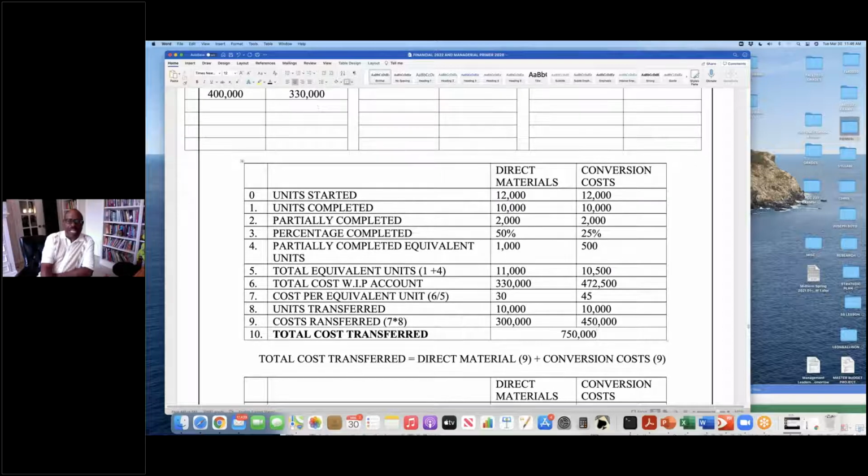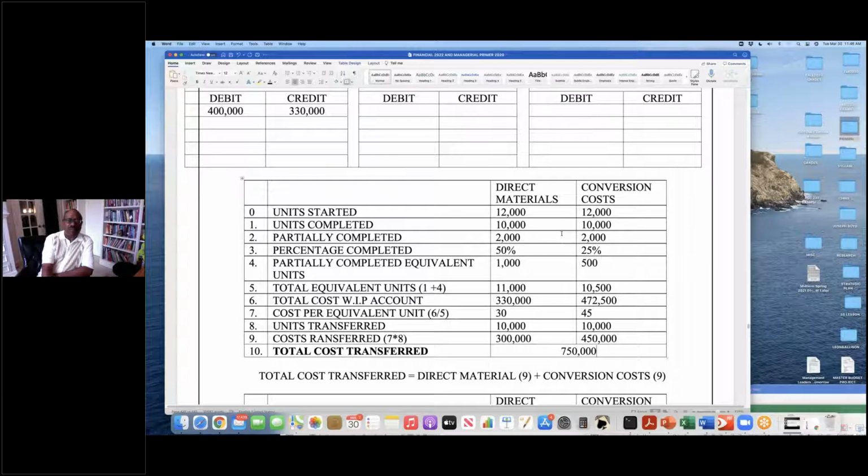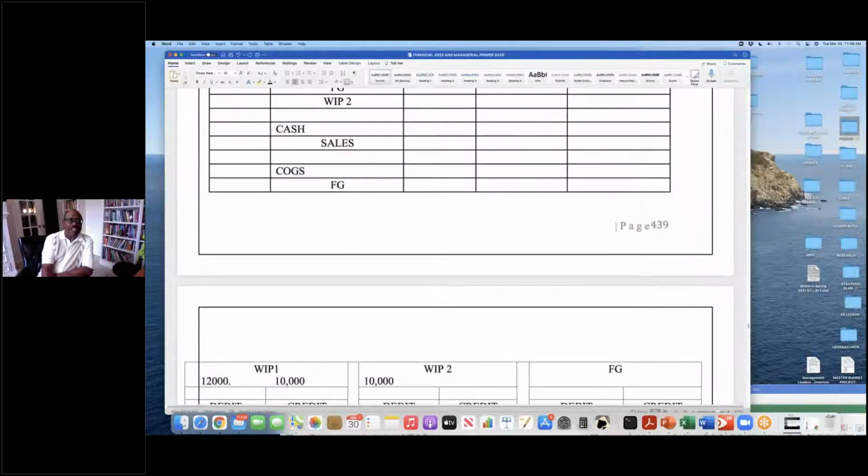So this is how we calculate it. To start off, we just did it simple and basic. But as we deal with larger numbers and everything, we're going to use a process like this, the equivalent units process.